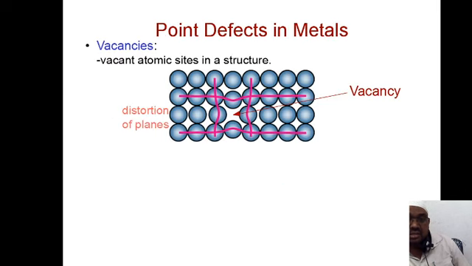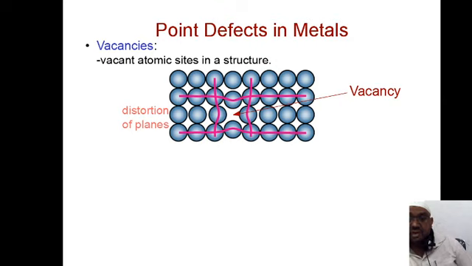So geometrically, you can see what the meaning of vacancies actually is. First, we discuss the point defects in metals. Again, we are concentrating on metals. I just told you that we are very much interested in studying metals. So how the defects are there in metals is of prime importance. That is the reason we just discussed the point defects in metals.